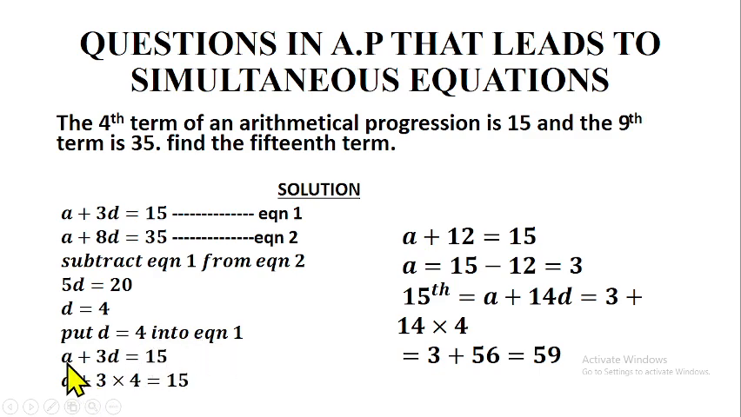That means you have equation 1 to be A plus 3D equals 15. We have A plus 3 times 4 equals 15. 3 times 4 is 12. So we have A plus 12 equals 15. Collect like terms, you have A equals 15 minus 12. That gives us 3. So that means the first term of this arithmetic progression is 3.